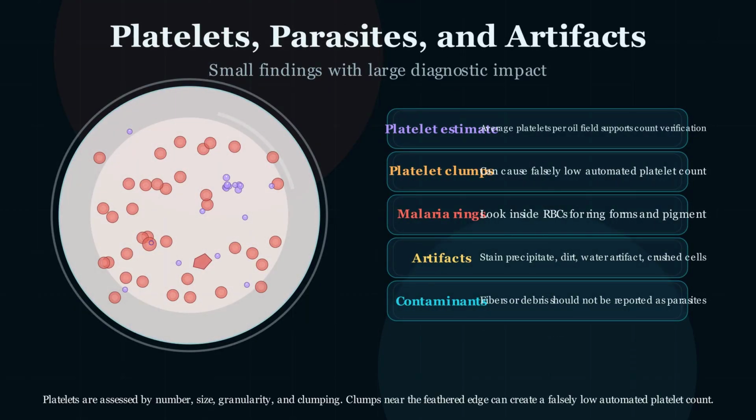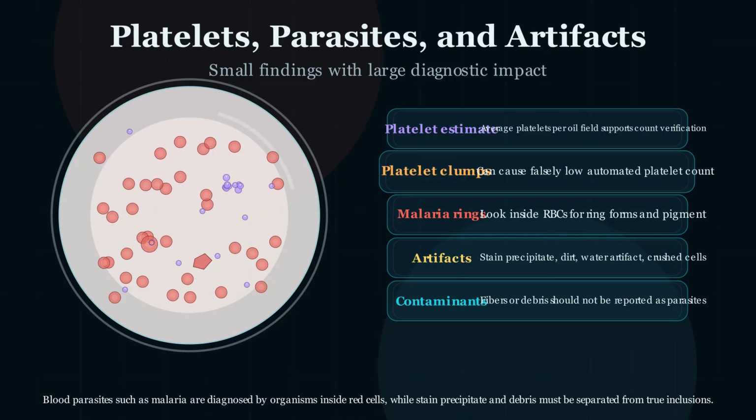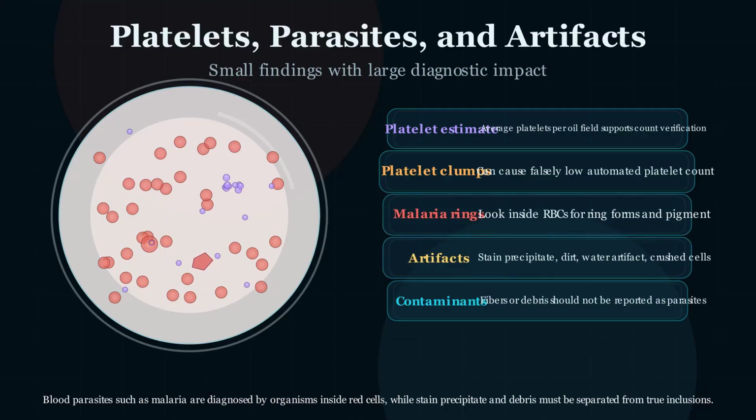Platelets are assessed by number, size, granularity, and clumping. Clumps near the feathered edge can create a falsely low automated platelet count. Blood parasites such as malaria are diagnosed by organisms inside red cells, while stained precipitate and debris must be separated from true inclusions.